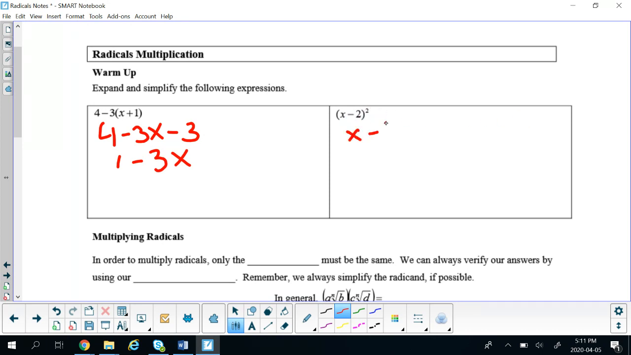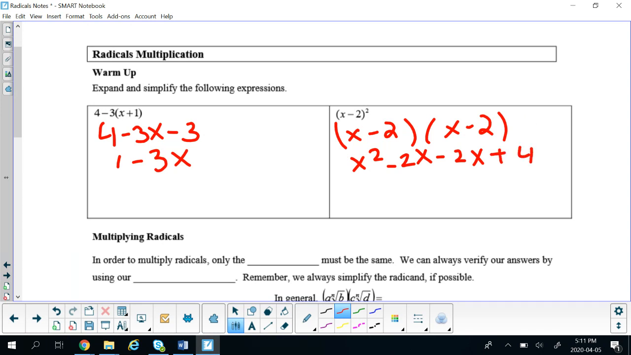So you can write here x minus 2 twice. And you can FOIL these two expressions. So x times x is x squared. X times negative 2 is negative 2x. Negative 2 times x is negative 2x. And then negative 2 times negative 2 becomes positive 4.